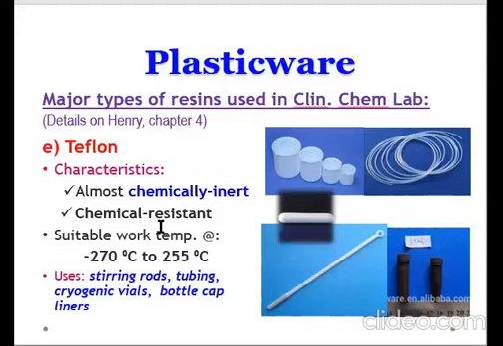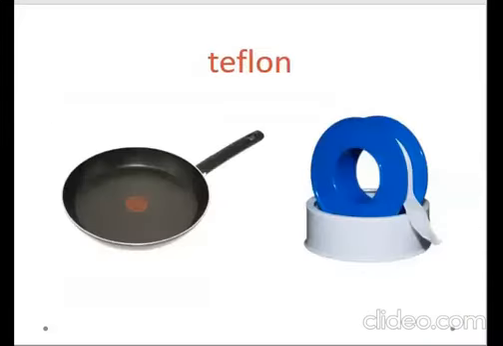It is suitable if you're working in temperatures negative 270 degrees Celsius to 255 degrees Celsius. And it can be seen in your stirring rods, in tubings, cryogenic vials, and bottle cap liners. And I know, very familiar sa inyo si Teflon. Nakikita din siya sa pans, di ba? As a component ng mga panluto natin. So that's for the major types of resins or plastics.